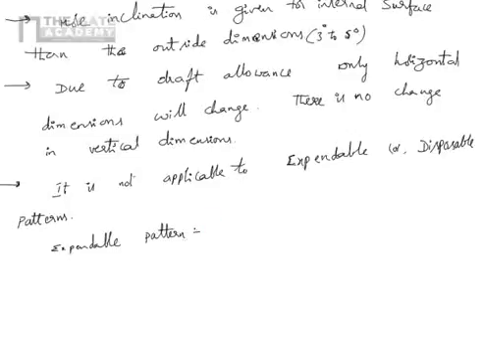Examples: polystyrene, which is asked 2 times in GATE, wax, and mercury.